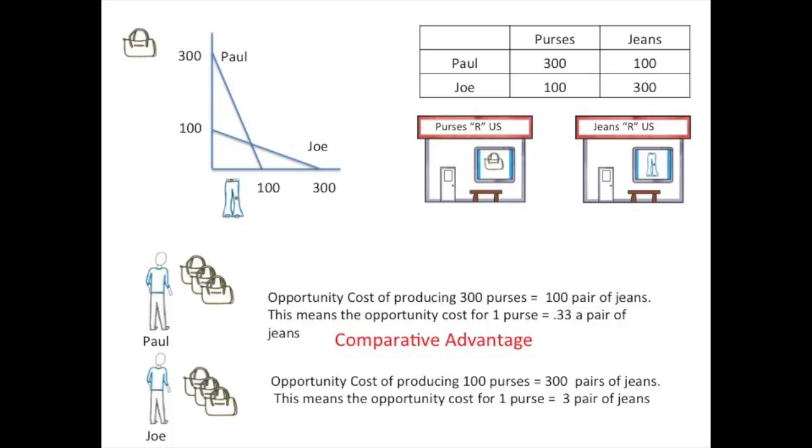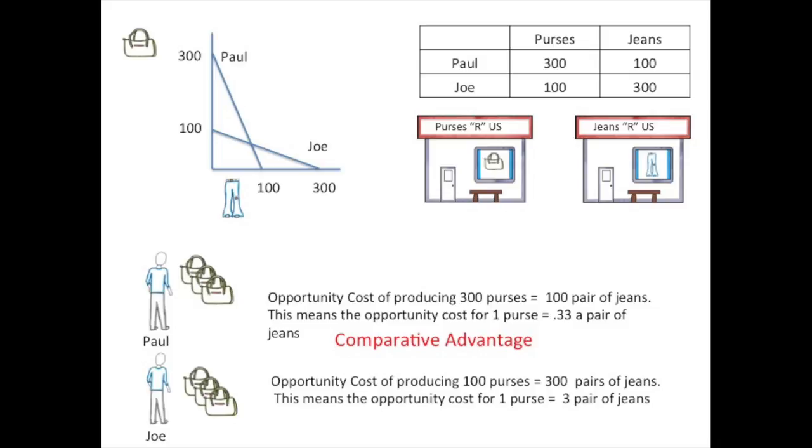Now let's think of the production of purses in terms of opportunity costs. Because the PPC is represented with a linear line, the opportunity cost will always change at a consistent rate. Let's assume that Paul is just making purses. What would his opportunity cost be for producing just purses?